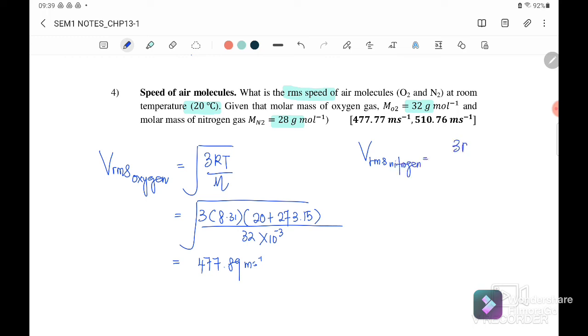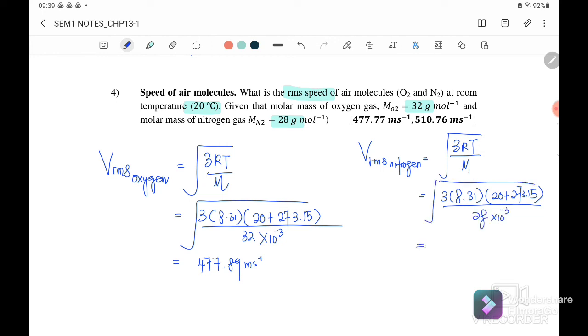Next we go to find vRMS for nitrogen. Similarly, we will use the square root of 3RT over molar mass. So we substitute 3, R is 8.31, temperature is 20 plus 273.15, over the molar mass for nitrogen, which is 28 grams, so we convert into kg. The final answer that we will get for nitrogen is 510.89 meters per second.